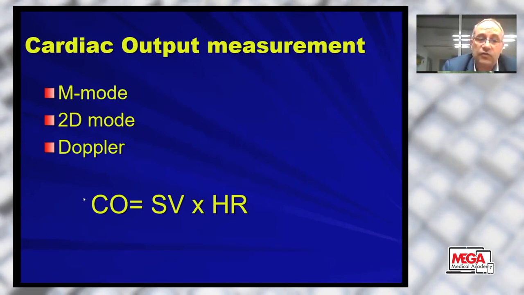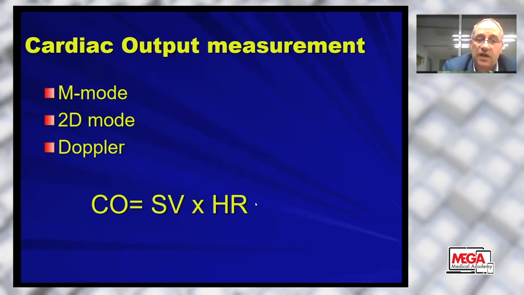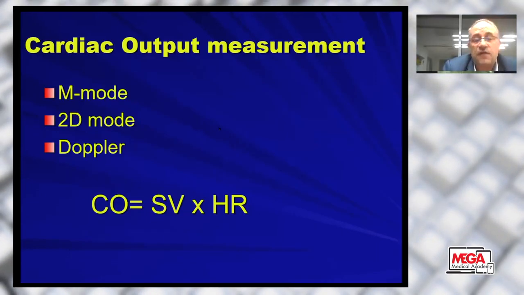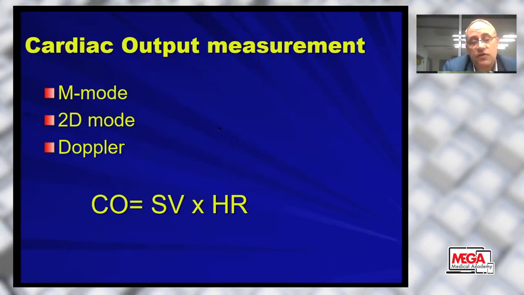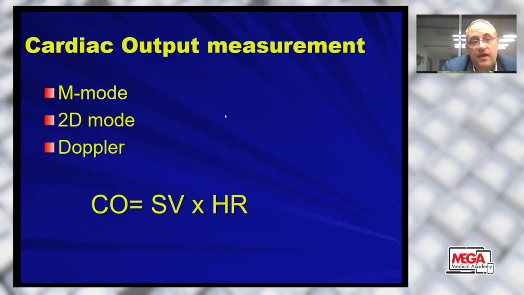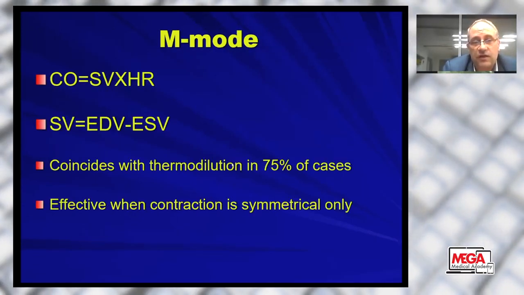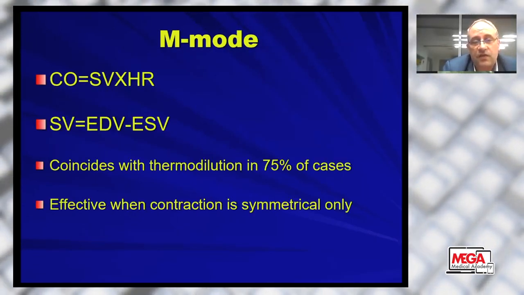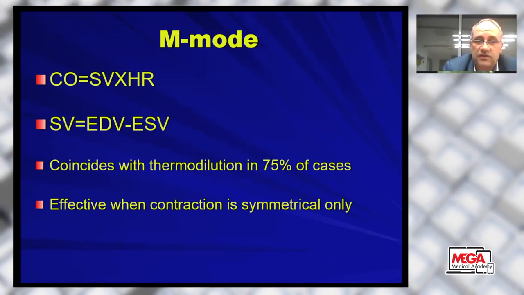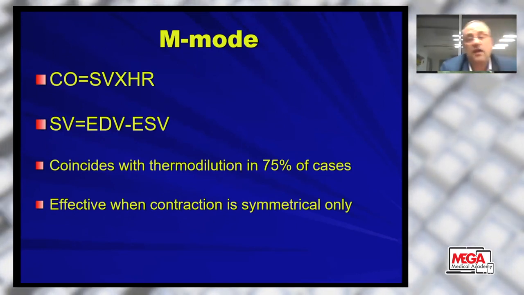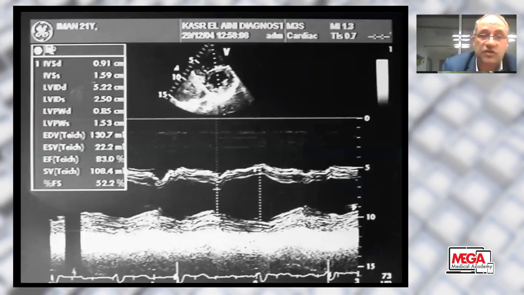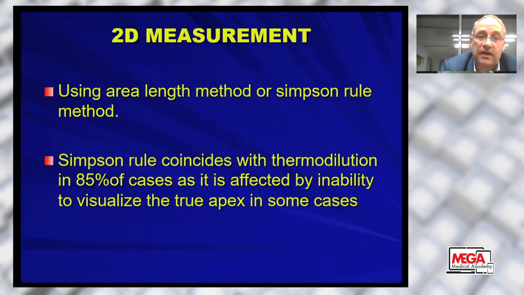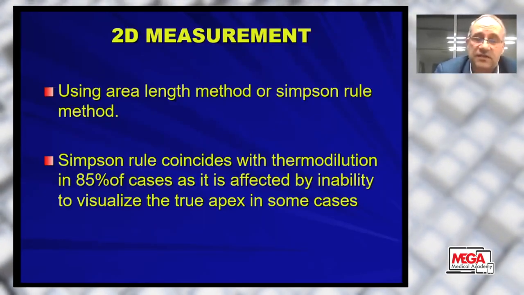Our rule is cardiac output equals stroke volume times heart rate. And stroke volume can be calculated by measuring end diastolic volume and systolic volume, like we spoke about, and with M mode, cardiac output measurement by echo coincides with thermodilution in 75% of cases. We can use the 2D picture for measurement of end diastolic volume and systolic volume.